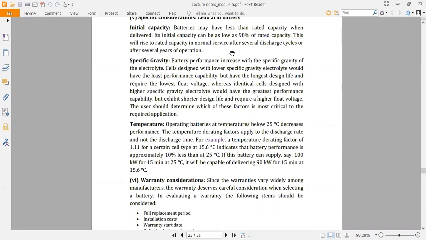Specific gravity, in a lead acid battery, is also a factor that affects the size of the battery. The electrolyte that we use in a lead acid battery has a specific gravity, either low or high. That will decide the performance of the battery. If the specific gravity is low, then the performance is also low, but the battery is able to supply the power for a longer duration of time.